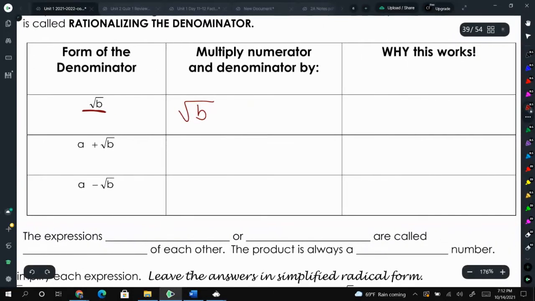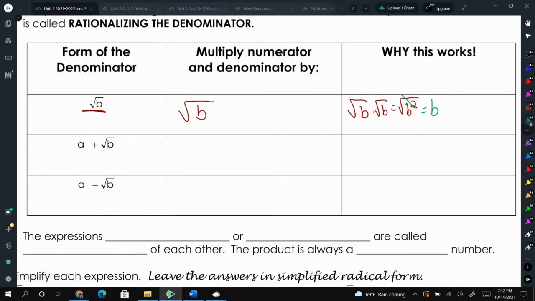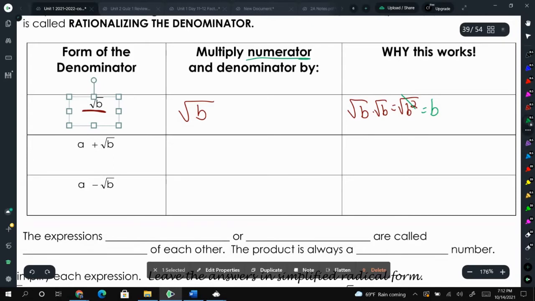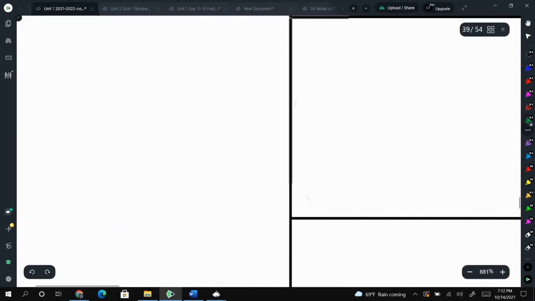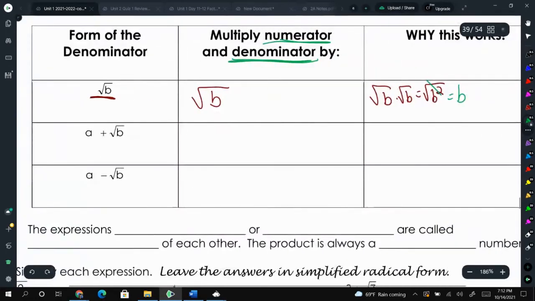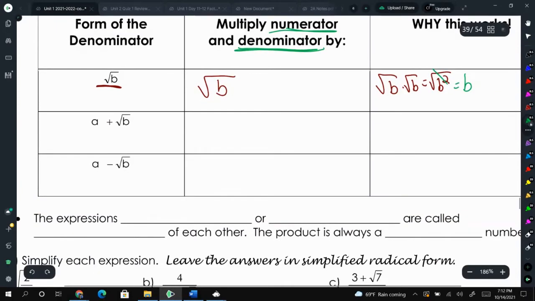So why does this work? It works because the square root of b times the square root of b is the square root of b squared, and these cancel off, and you're just left with b, or whatever number that is. Now, it is important that you multiply the numerator and denominator by that, because that's just another form of writing 1. However, you then get rid of the radical in the denominator.